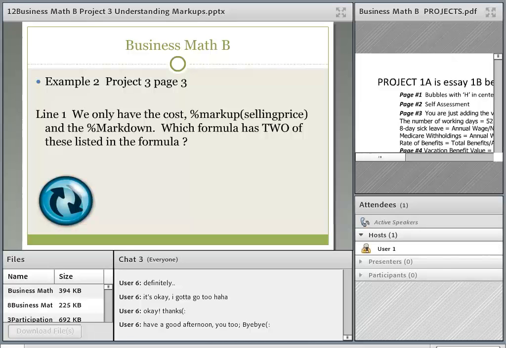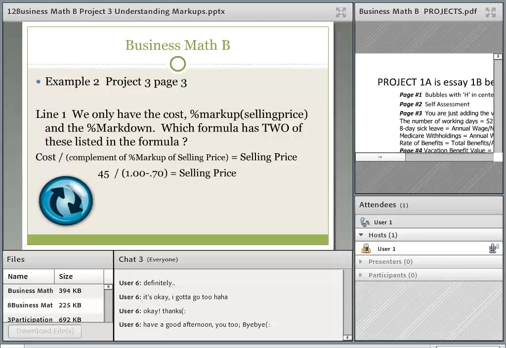Okay, on line 1, we only have the cost, the percent markup of the selling price, and the percent marked down. So this is on page 3. Which formula has 2 of these variables listed in the formula? Look at your formulas. Okay, so this would be the formula that has 2 of those variables listed in it: cost divided by the complement of the markup equals the selling price, okay? Because it has 2 of those, now we can plug in the information that we have. We have the $45 cost, and we have the complement of the markup percent of the selling price, right? You divide those and you get your selling price.